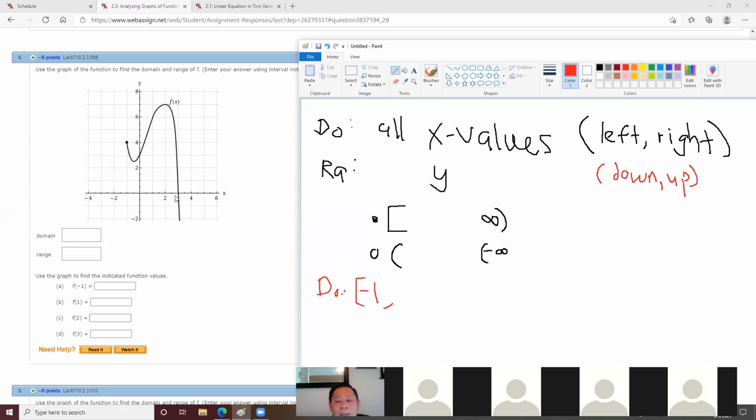How far right does this graph go? Since this graph keeps on going infinitely, how far right does the graph go? Does it go to infinity? Yep. And infinity is always parentheses. So this is how you do your domain in this case. Range, how do you do your range? For range, you go down first and then up. So how far down does this graph go?